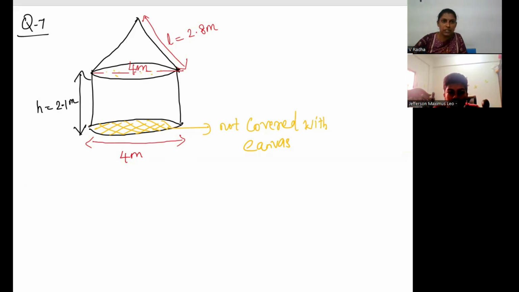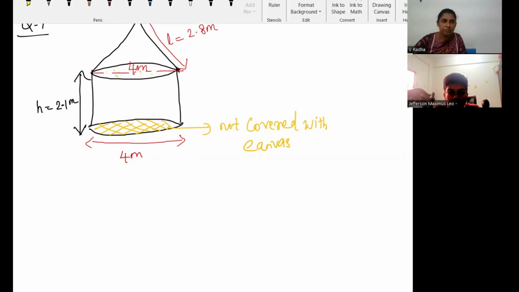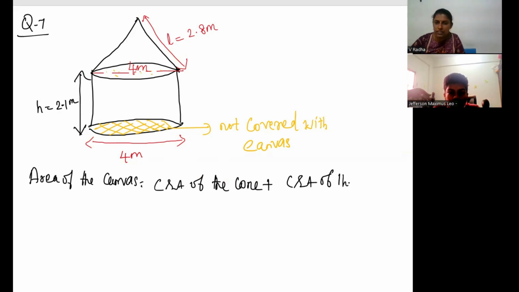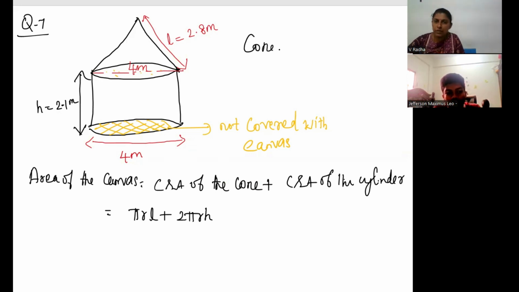The area of the canvas is equal to the CSA of the cone plus the CSA of the cylinder. Now say the formula for each. Pi r l plus 2 pi r h. Now write every measurement separately for the cone and the cylinder.